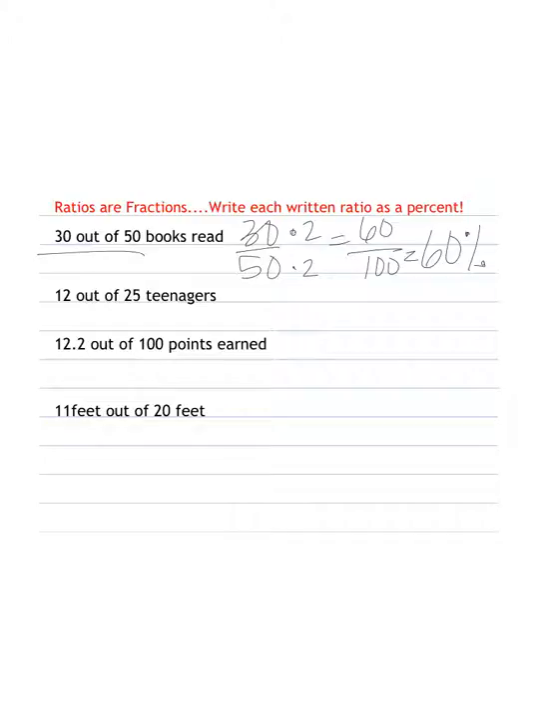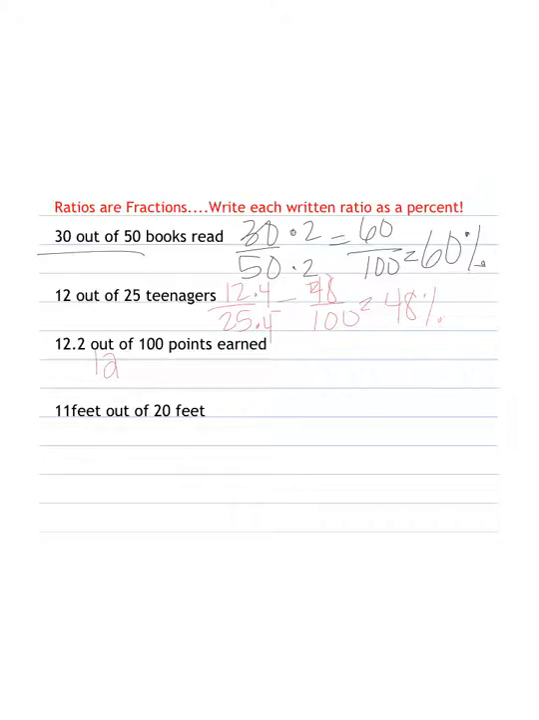12 out of 25 teenagers, so 12/25. Get it to 100 on the bottom, so we have to do times 4, times 4. So 12 times 4 is 48. So 48%.